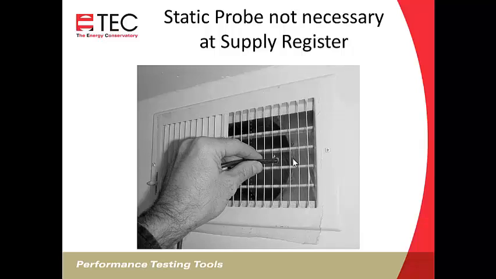A static probe is not necessary if you're measuring at a supply register, because there's really very little airflow there, and you're not worried about pointing that tip into the airflow. You can simply use a tube. So you can poke your tube through at that location and measure directly with your tube without the static probe attached.